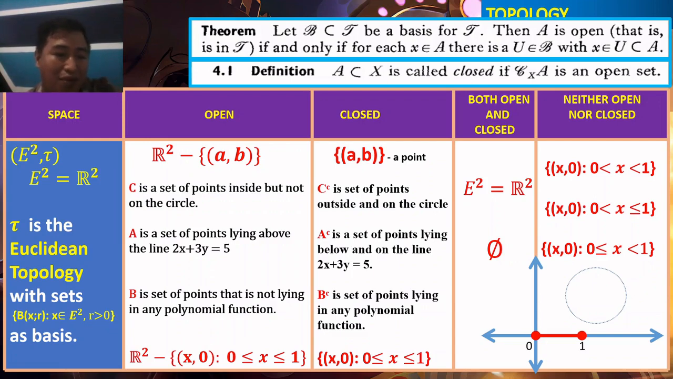The open ball is called B(x, r). R is the radius, and x is the center, the center of your circle, and then it has a radius, any positive r.